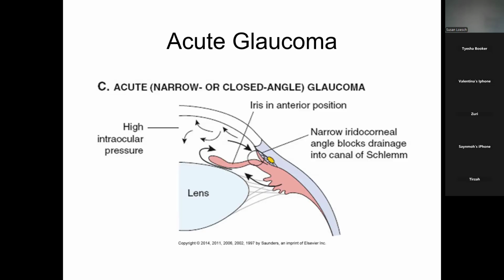With acute, narrow, or closed angle there, okay, again, you see the narrowing of the cornea and the iris there. There's a narrowing, and so that narrowing causes the canal of Schlemm to be blocked, and that aqueous humor can't drain.